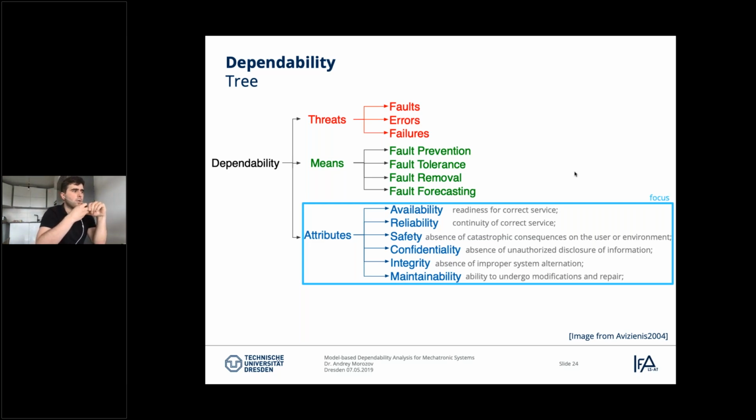Availability means readiness for correct service. Like, your web service is available 24 hours per day, seven days per week. It means that the system is ready to provide the service, and this is availability. The system is available. Reliability means the continuity of the correct service. It means that when the system starts providing service, the service is reliable. We will not have outages, or the system will not shut down or something else. So it is the ability of the system to continuously provide the correct service.